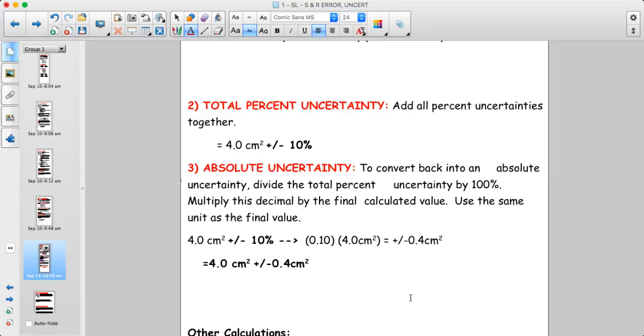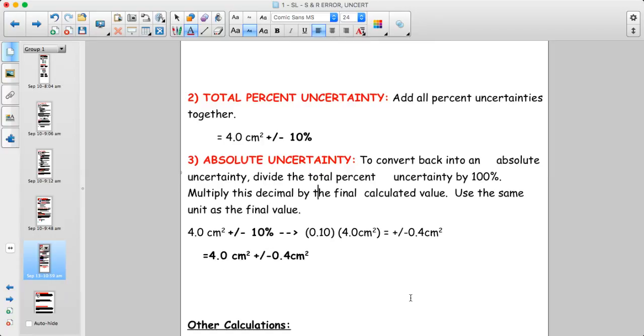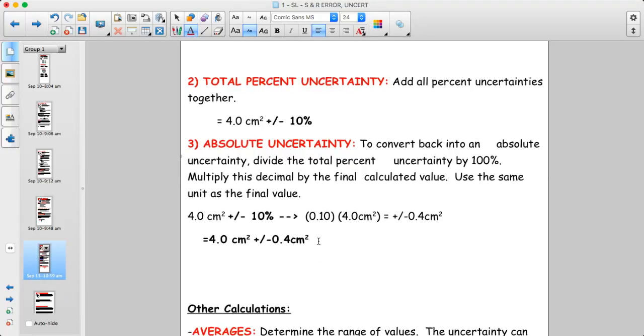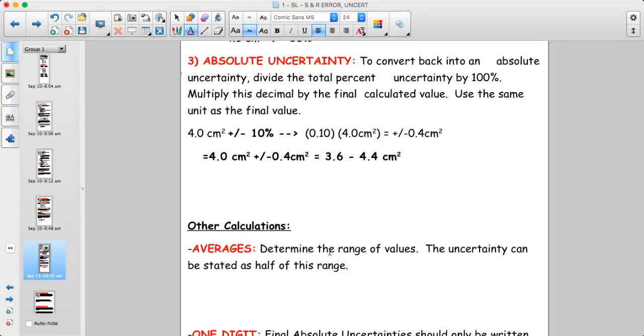It's a lot of extra work, but it's what we have to do if we want to be able to represent final values with accurate, honest amounts of uncertainty. Okay? So then what does this mean? What does this value really translate to? It means that we know the area is between 3.6 and 4.4 centimeters squared. And that's what that uncertainty range means. Other calculations, when we average things, should actually reduce our uncertainty. It should reduce the range. So you get to do a special thing, sort of like if you had a fluctuating value.